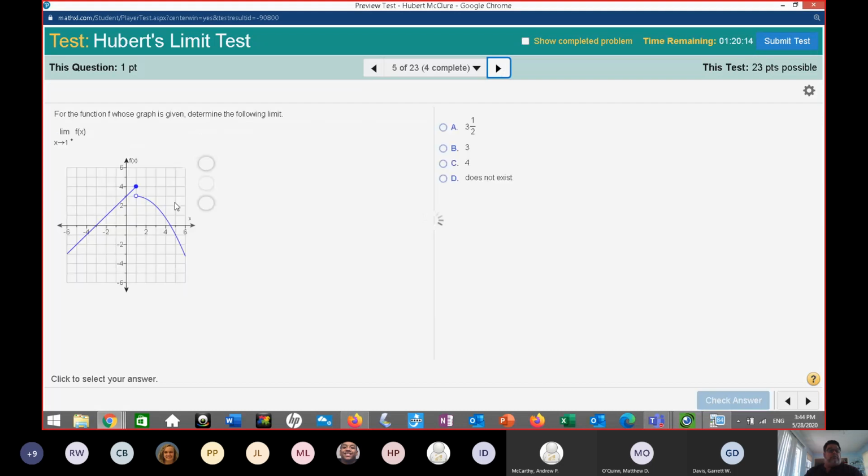Okay. All right, I think we did one kind of like this one. I don't remember seeing one. What happens when you're approaching 1 from the right? Well, you can forget this because you're looking at this one. 1 from the right, you're approaching what? 3.